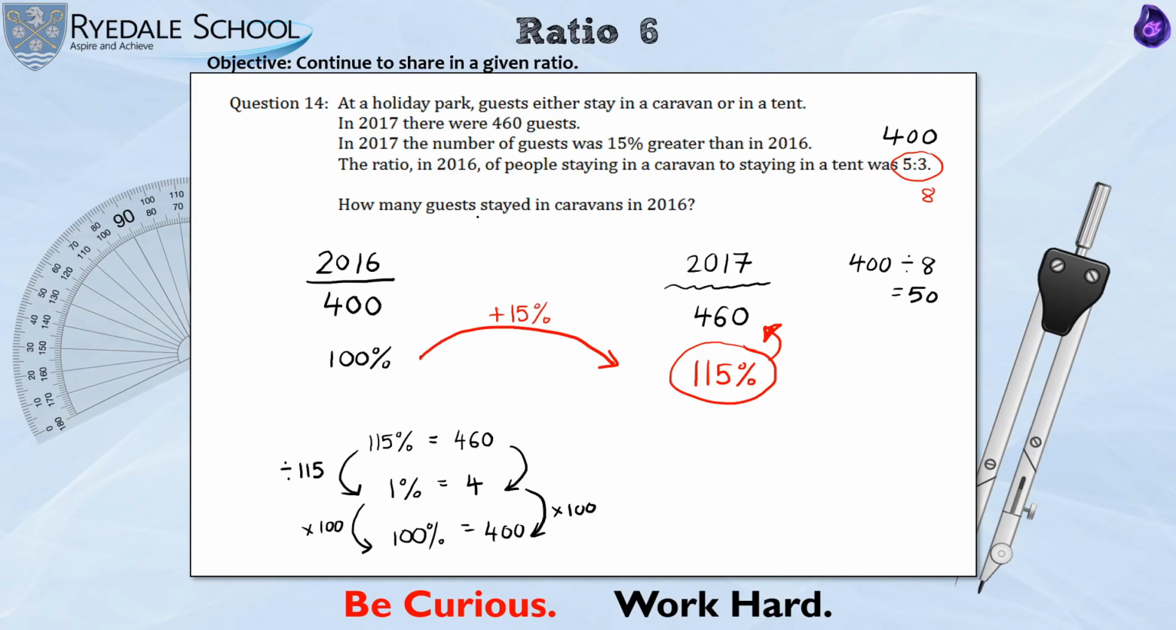And then it's asking me how many guests stayed in the caravan. So it's caravan to staying in a tent. So it is this 5 parts. So I need 5 times 50, which is 250 guests.